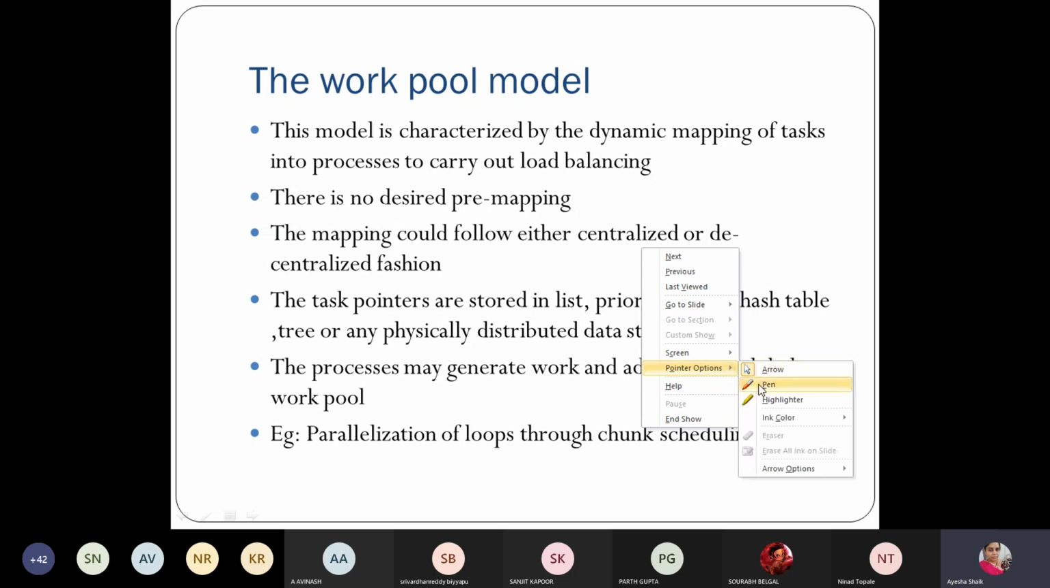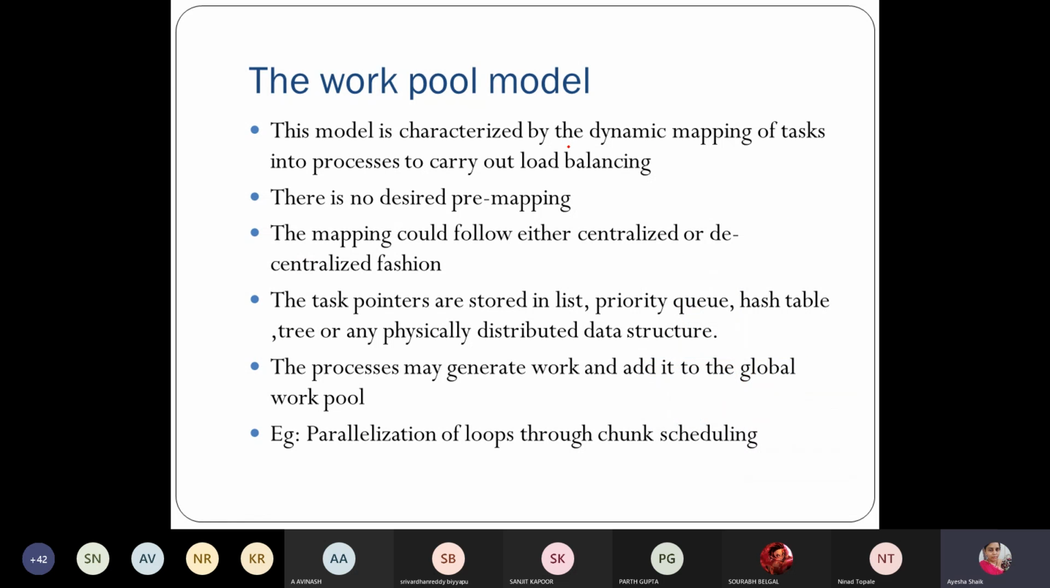Then coming to the work pool model, it is characterized by the dynamic mapping of tasks into processes for load balancing. Here there is no desired pre-mapping, and the mapping could follow either centralized or decentralized fashion. The task pointers are stored in lists, priority queues, hash tables, trees, or any physically distributed data structure. The processes may generate work and add it to the global work pool. An example for this is the parallelization of a loop through chunk scheduling.